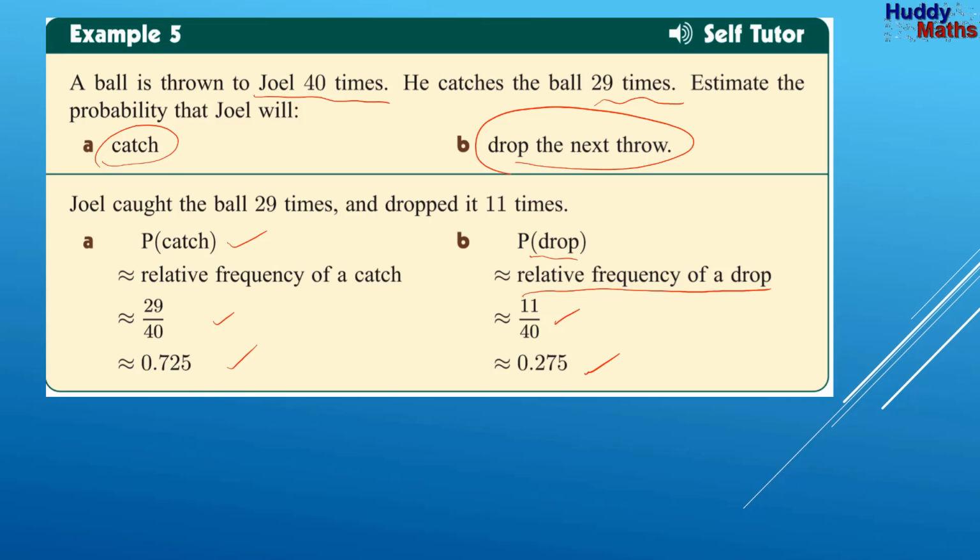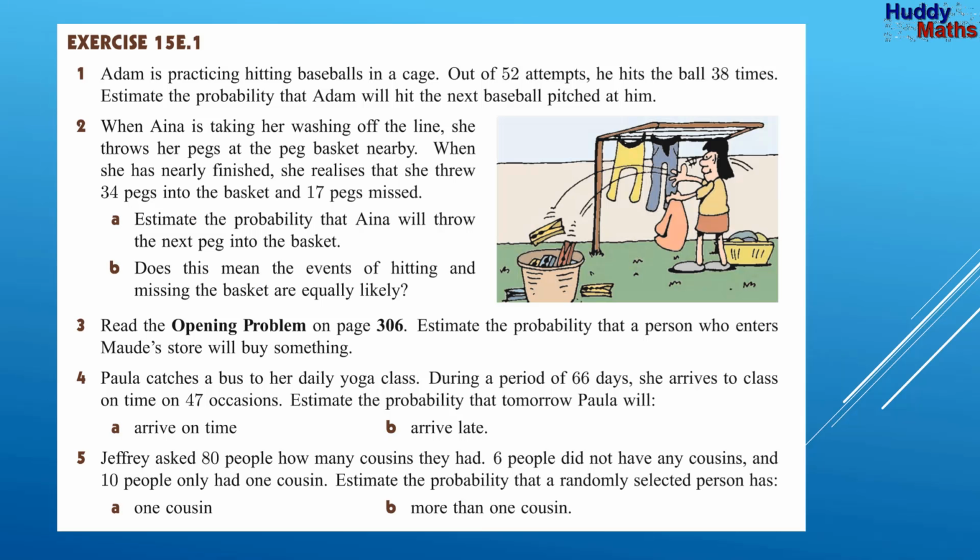So they're complementary events. He either gets it or he doesn't. So once you work out his chances of getting it, and that's the relative frequency by experiment, 29 out of 40, then you can take that away from one and say all the rest must have been drops. Okay, are you ready? Come along here.